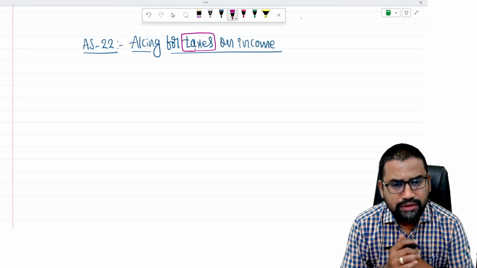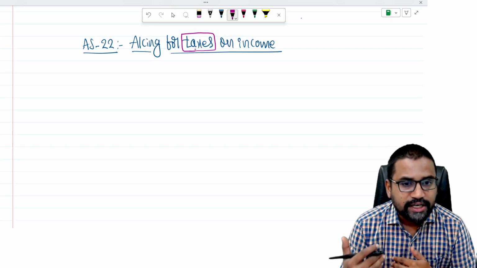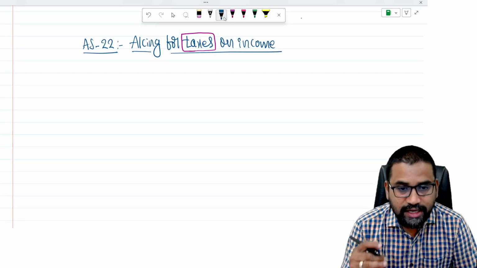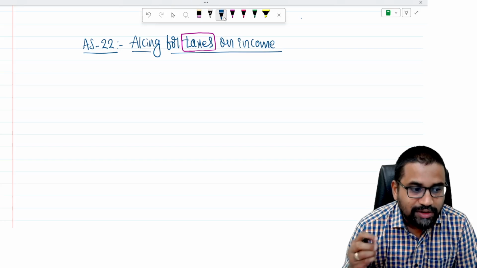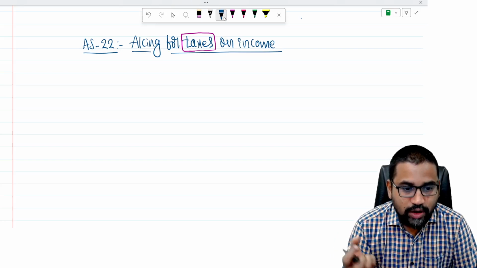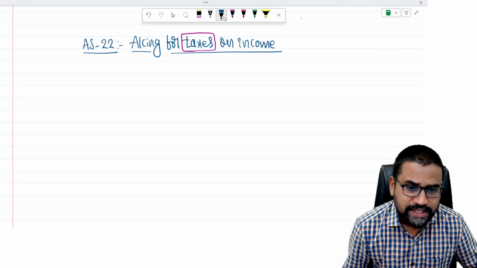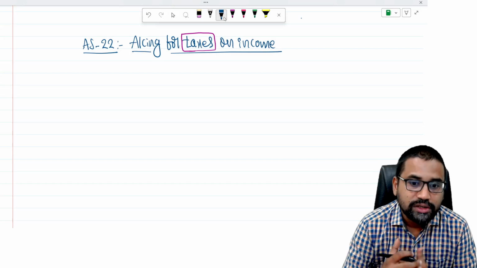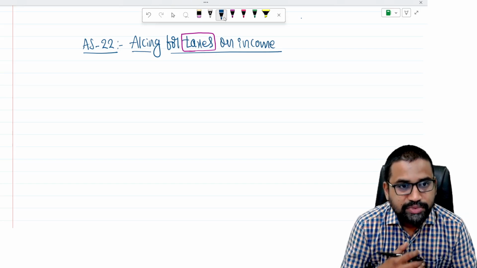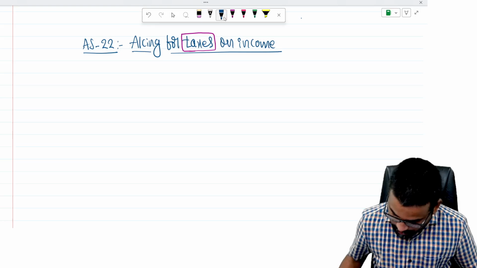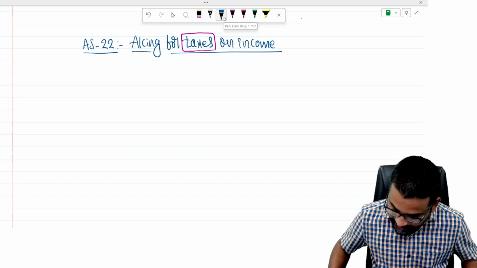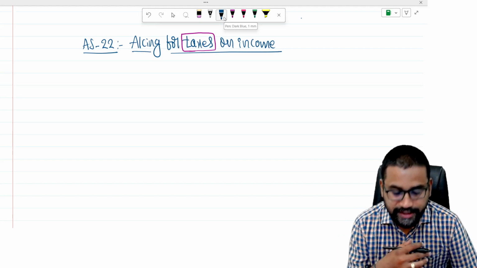Now first of all, why was this standard introduced? What is the reason for this standard? If you understand that, then it will be very easy. You can understand the provisions of this standard very easily once you know the purpose for which this standard has been brought. Okay. Now first of all, let me explain the basics of this standard.